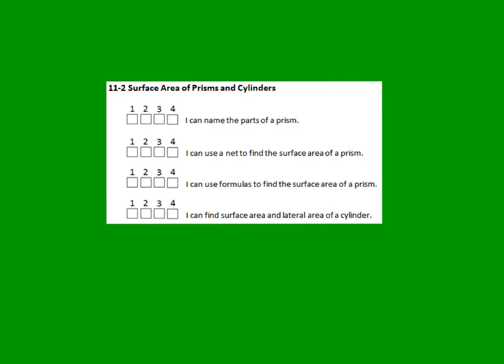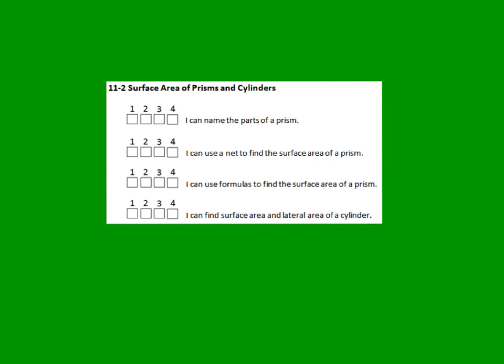The next objective says, I can use a net to find the surface area of a prism. Now, I sketched out a net the other day, and we'll look more at that on Thursday also. I can use formulas to find the surface area of a prism. Well, that's pretty easy. That's just a formula. So as long as you have the formula memorized, then we'll be able to just plug things in and you'll be able to use that formula. That's another thing you'll want to check on your reference sheet and make sure you have that formula there. And if not, then you know you need to memorize that for the end of course.